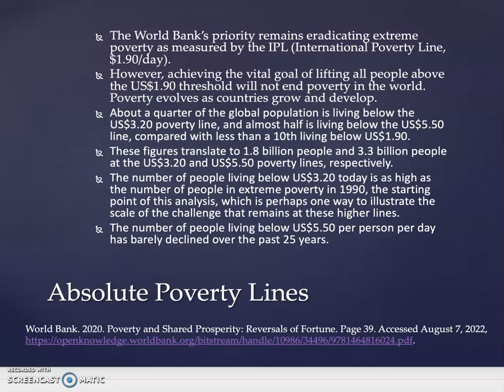These figures translate to 1.8 billion people and 3.3 billion at the $3.20 and $5.50 poverty levels, respectively. The number of people living below $3.20 is as high as the number of people in extreme poverty in 1990. And the number of people living below $5.50 per person today has barely changed over the past 25 years.